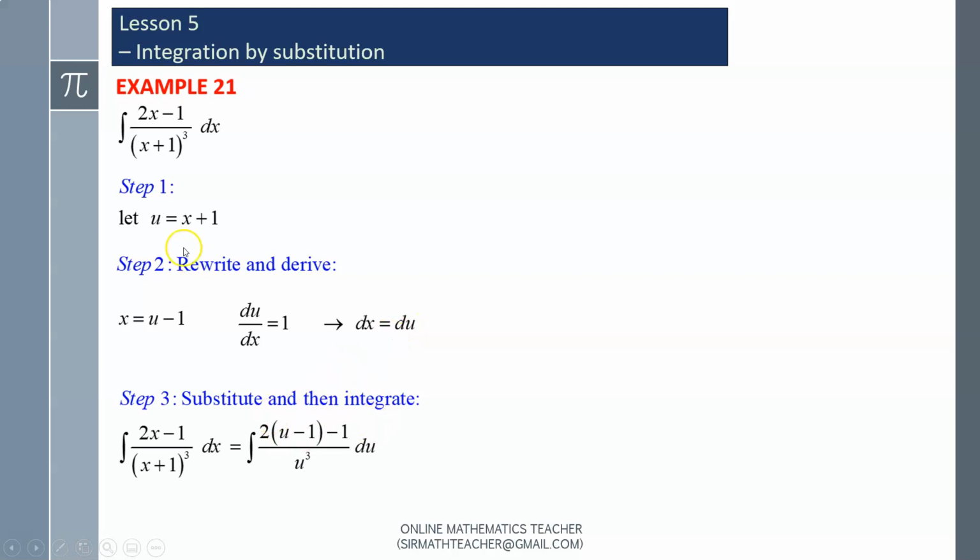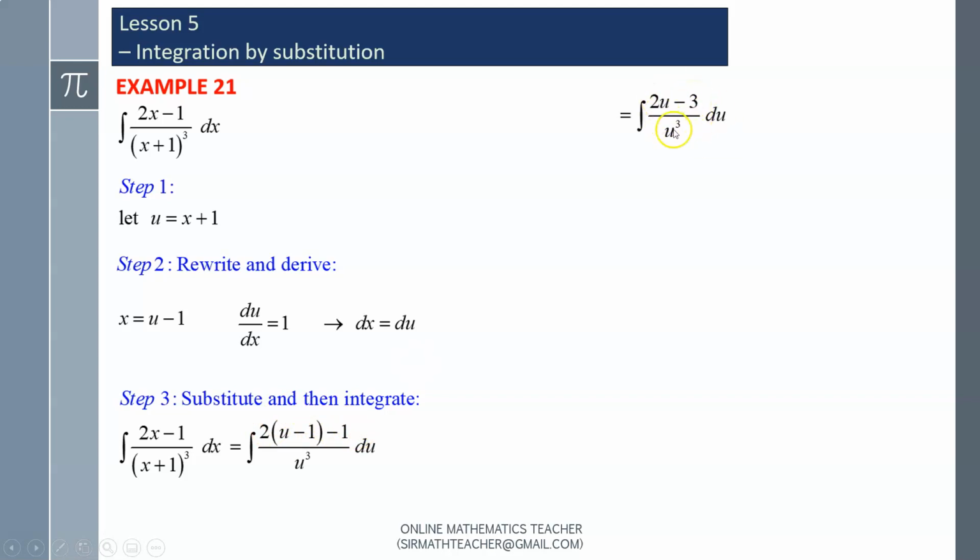Substitute and then integrate. So we have our 2 lots of x. Let's replace x with u take 1. Let's replace the x plus 1 with the u. Now we only have an integrand that involves u's. So simplify this numerator. 2u is 2u. 2 times negative 1 is negative 2. Take another one is negative 3.